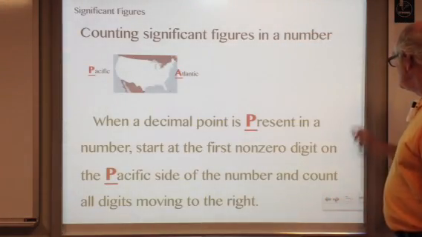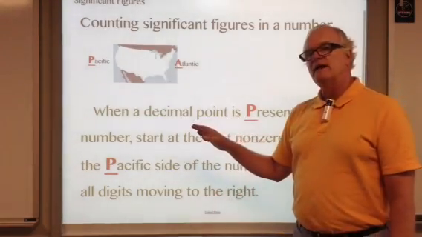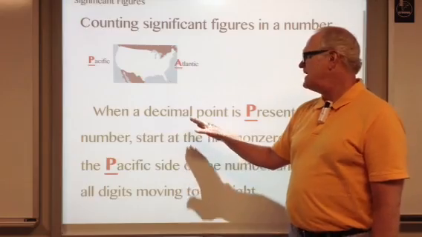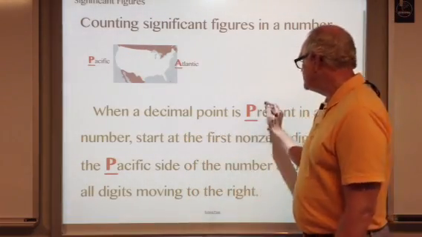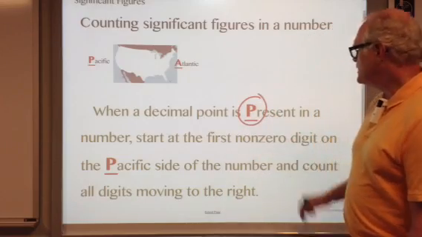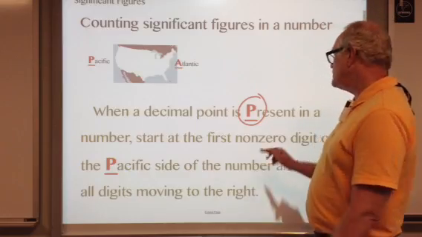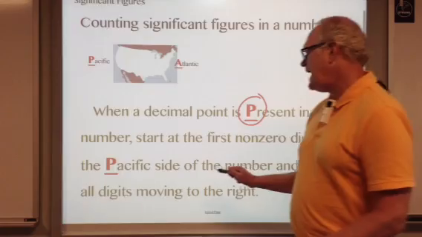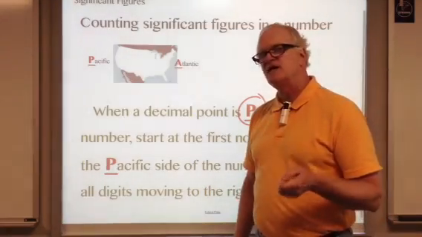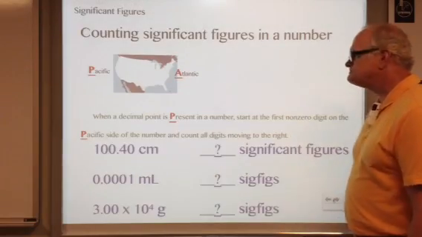So what can we do with the A and the P? Well, when we look at a number and we want to count the number of significant figures, if a decimal point is present, there's our P right there, we're going to start on the Pacific side, or left-hand side of the number. We're going to look for the first non-zero digit, and we're going to count all of the digits as we move to the right of the number. So let's see how that works.